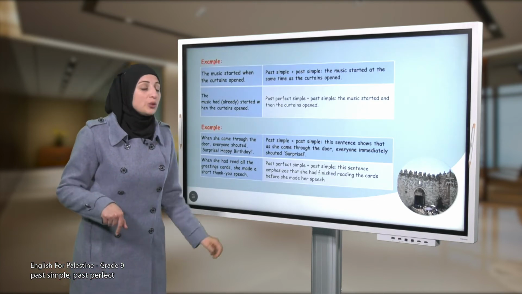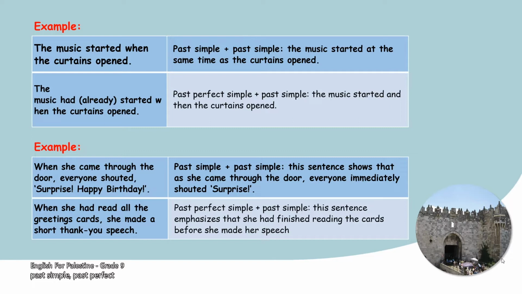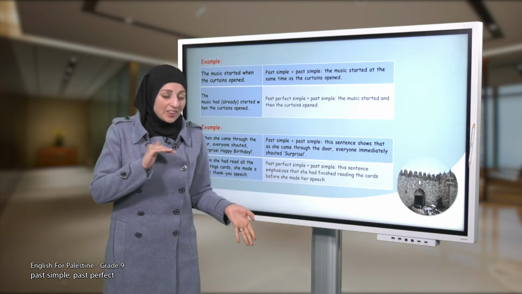Let's continue. Those are examples. Please concentrate with me to see the order. Example number 1: The music started when the curtain opened. Please concentrate that we have two past simple verbs here: past simple plus past simple. The music started at the same time as the curtains opened. Example number 2: The music had already started when the curtain opened. Past perfect plus past simple means that the music started and then the curtain opened, which means that an event happened before the other event.